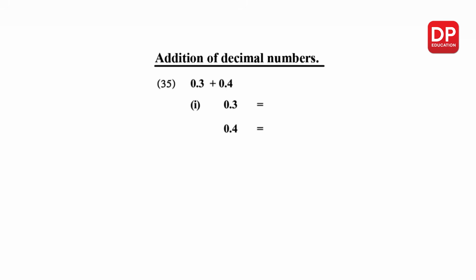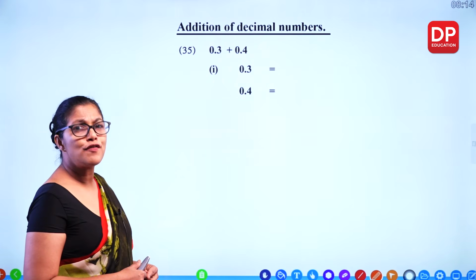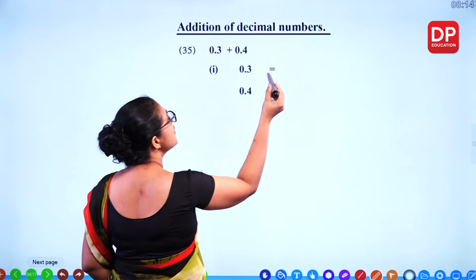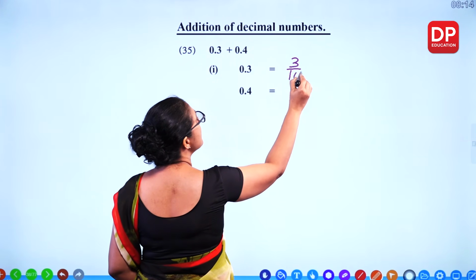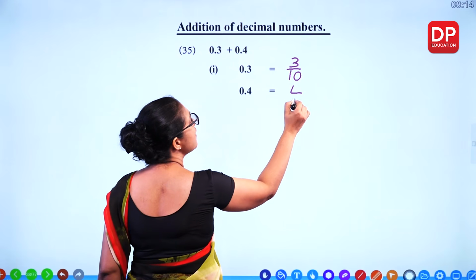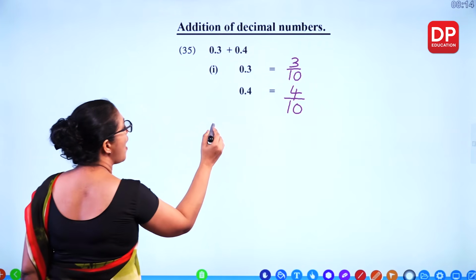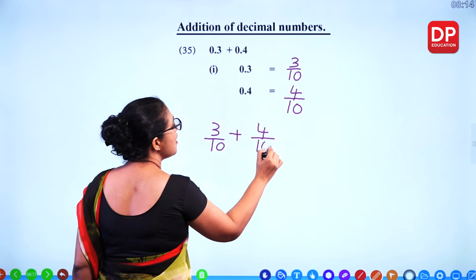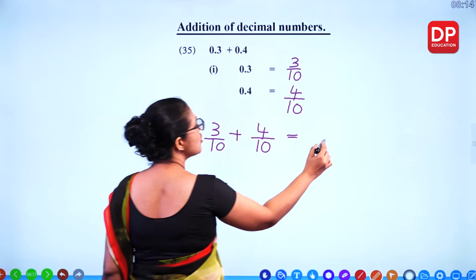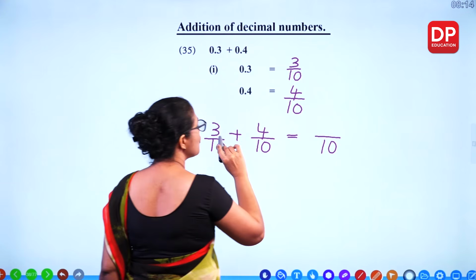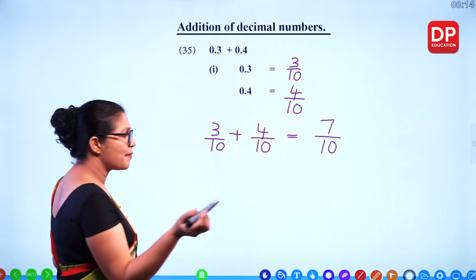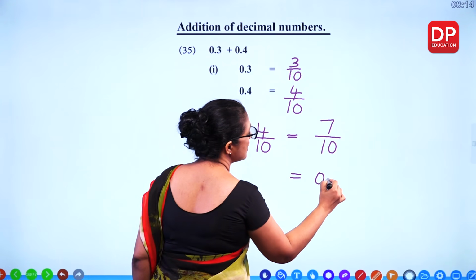Now we look at how we add decimal numbers, 0.3 and 0.4. So we can convert to a fraction. 0.3 I can write 3 over 10. 0.4 I can write 4 over 10. Now I know how to add fractions. Same denominator, you can just add the numerator values. 3 plus 4, you get 7. But what is 7 over 10? That's 0.7.